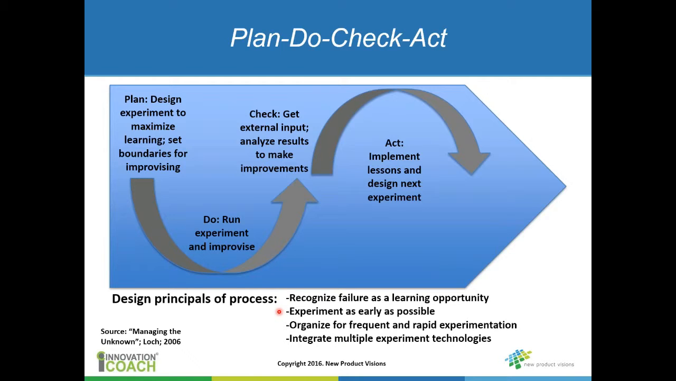Secondly, you need to experiment as early as possible. This is the concept of fail fast and fail cheap. That's what it's all about. It's not important what a prototype looks like and designing it to the nth degree. It's about what don't I know and how am I going to learn it just as quickly as possible. And to go along with that, you have to organize for frequent and rapid experimentation. Again, culturally, if the organization is not used to that, sometimes that is a difficult thing. We get very set in our ways. We get very process-driven.